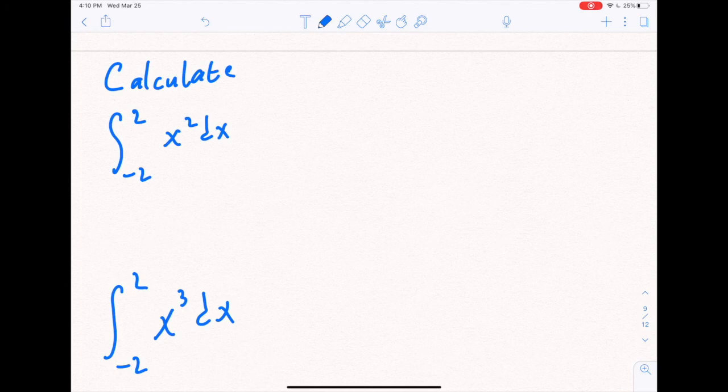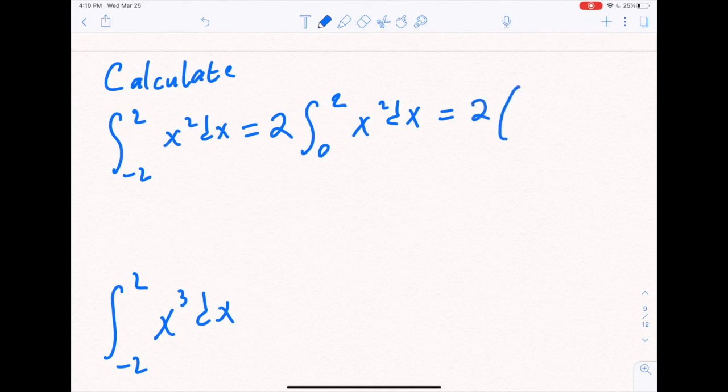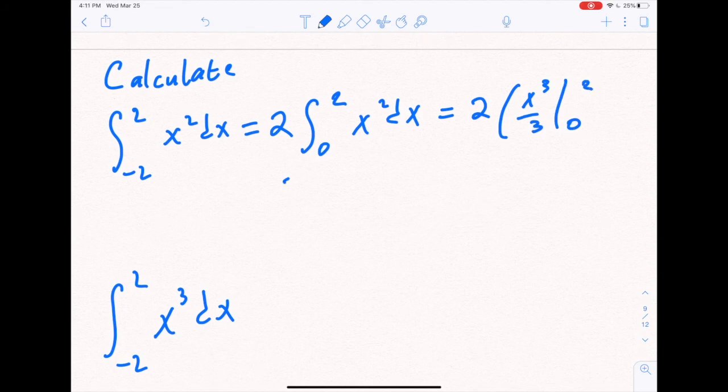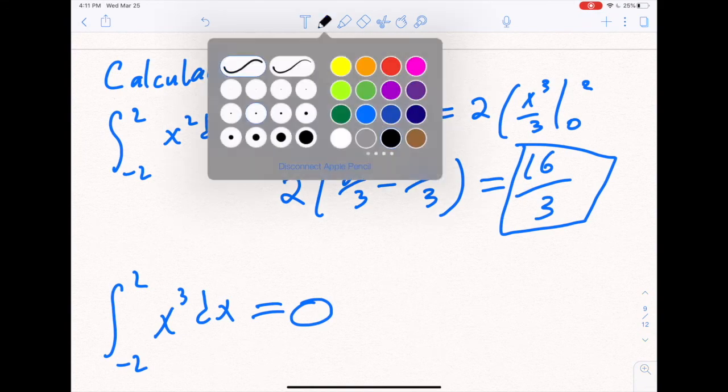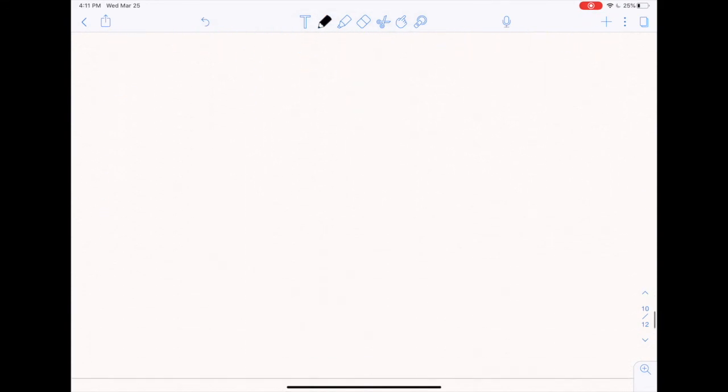The integral from minus 2 to 2 of x squared dx, that's going to be the same as 2 times the integral from 0 to 2 of x squared dx, because x squared is an even function. And so that's going to be 2 times x cubed over 3 evaluated from 0 to 2. So that ends up being 2 times 8 over 3 minus 0 over 3, which ends up being 16 over 3. And lastly, the integral from minus 2 to 2 of x cubed, well, that's really easy. That's 0 because x cubed is an odd function. Enough of that aside, let's move on back to the actual meat of the chapter.